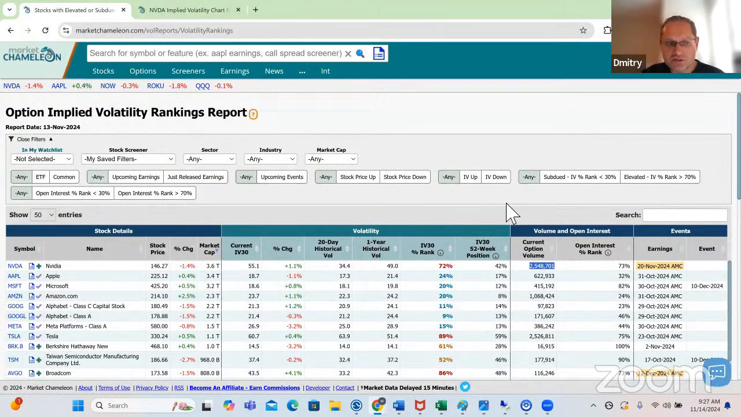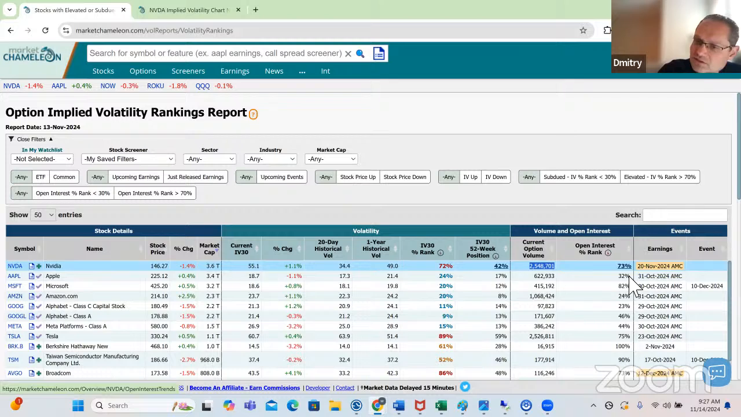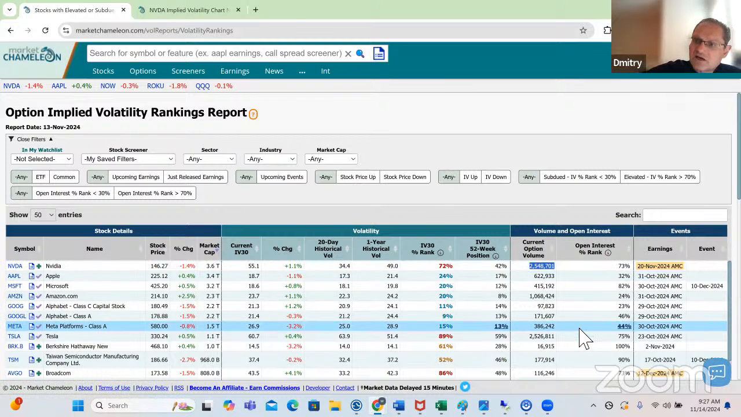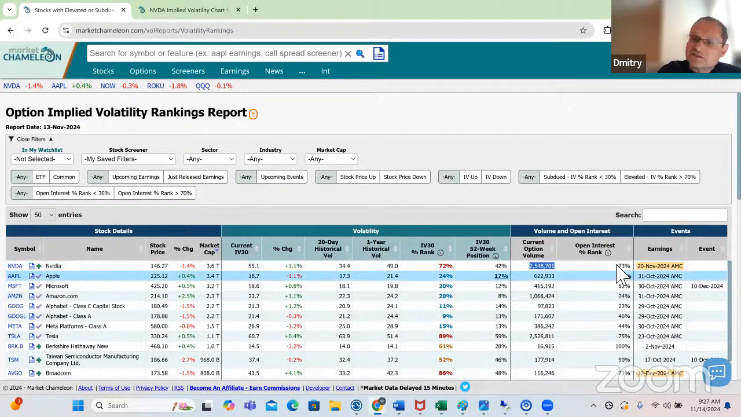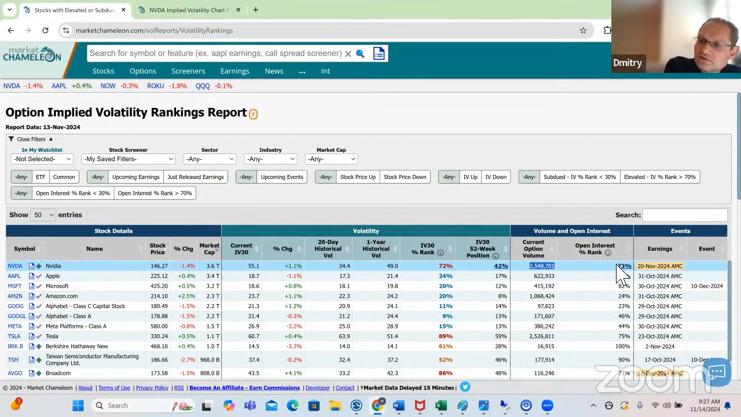It's telling you something. So that's what the open interest percentile rank is. It tells you on a relative basis how much open interest we're seeing in the options relative to history. The 73% means that 73% of the days in the last year open interest was lower, 27% was higher. So we're a little bit on the higher end.